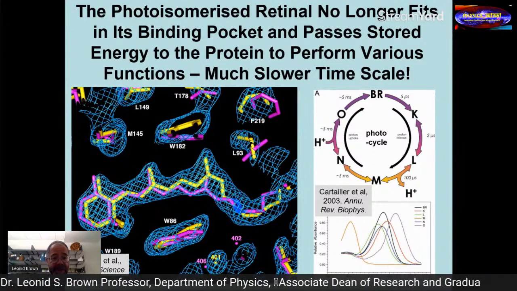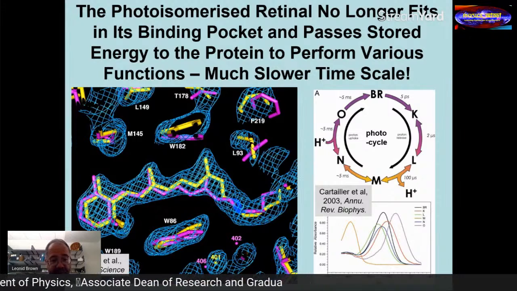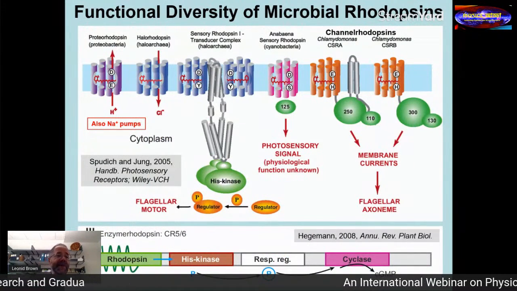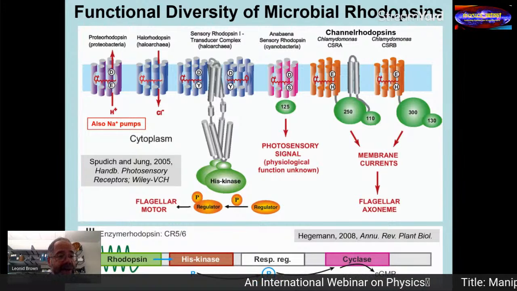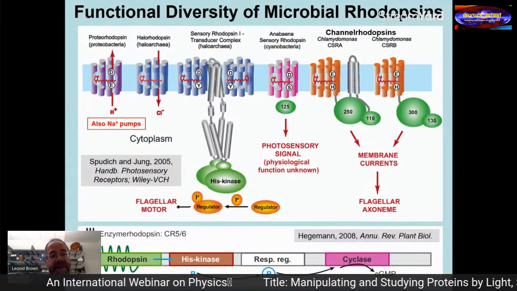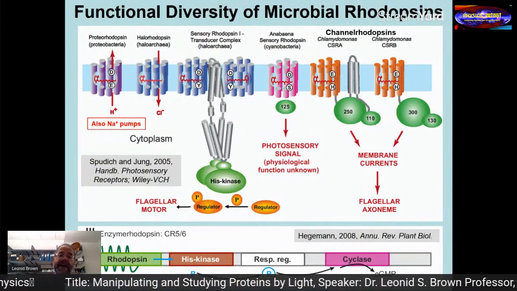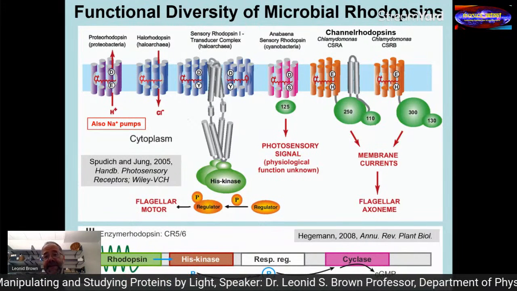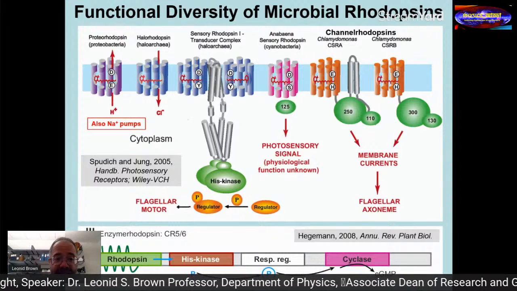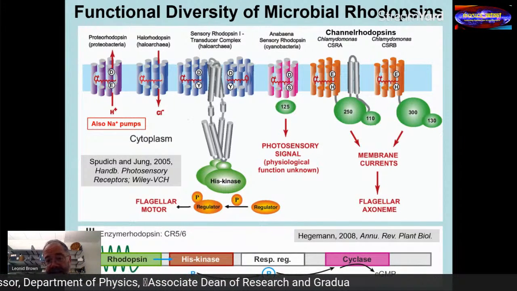So the energy is passed to the rest of the protein. It performs various functions. What kind of functions are we talking about? Here is some overview. So the classical function I mentioned for bacterial rhodopsin is pumping protons outside. Back in the 70s, there were similar proteins discovered which pump chloride ions inside. In the last decade, there were similar proteins discovered which pump sodium ions outside.